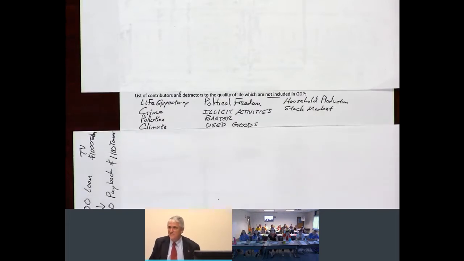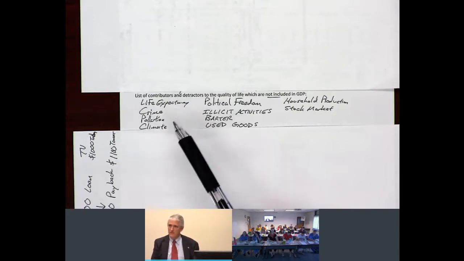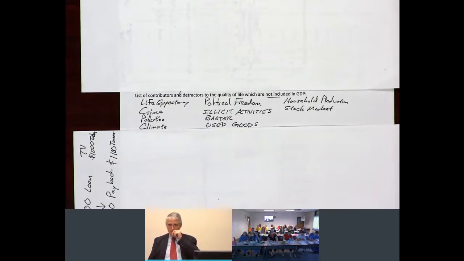Okay, anyway, let's fill this out. I did say in the interest of time, right? So crime, right? If you're living in an area where there's high crime, where pollution is high, where the climate is very favorable, your standard of living could be much better or worse than the GDP per capita would reflect.